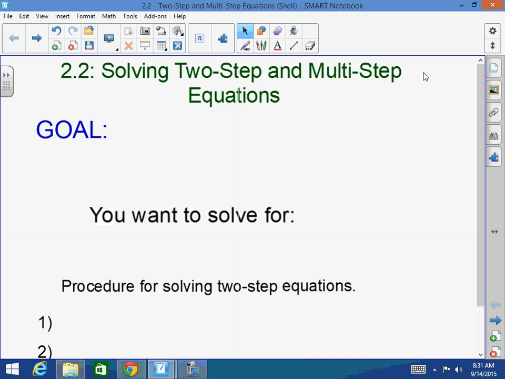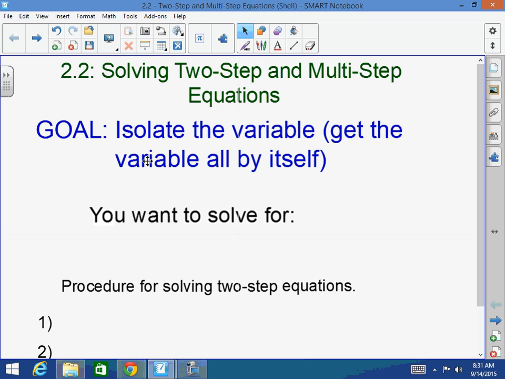Today we're going to talk about solving two-step and multi-step equations. These are the same skills you're going to use no matter how difficult or complicated the equations are, okay? And just like we talked about in our 2-1 video, the goal of solving any equation, guys, is of course to isolate the variable, get it by itself. That's the goal. And when we're solving, we want to solve for that variable over 1.